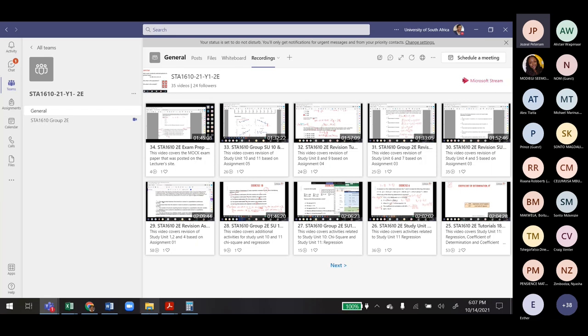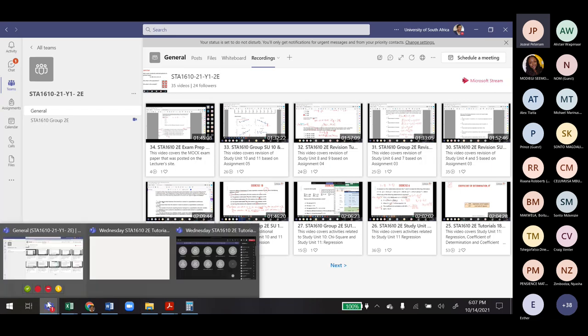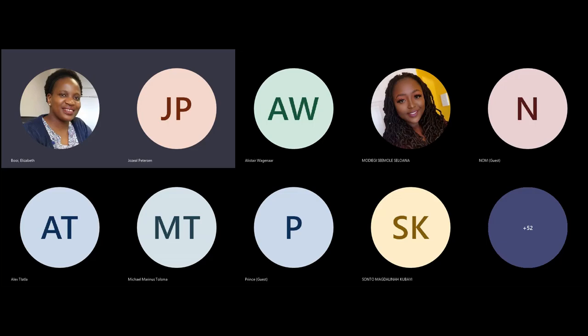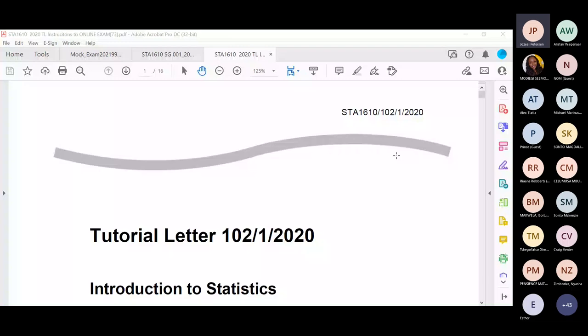Okay, so going on, and since I don't want to share my entire screen, go back to sharing only what we require or what we will need. Okay.